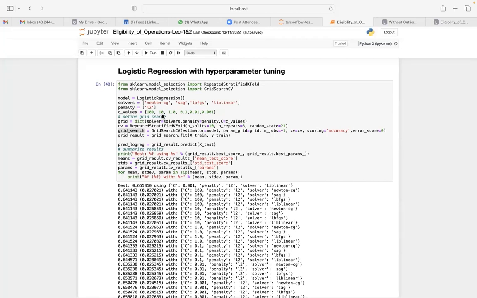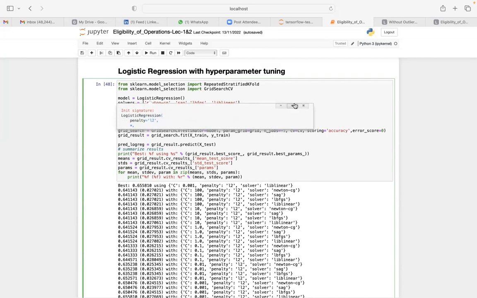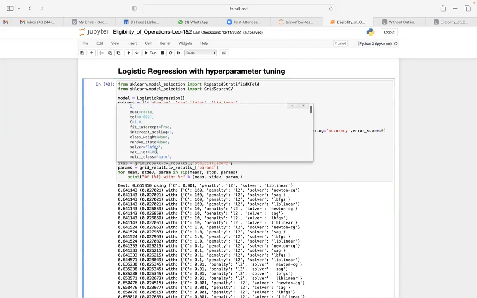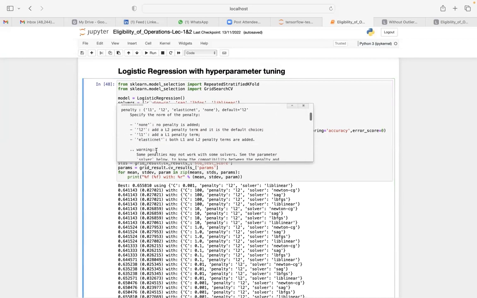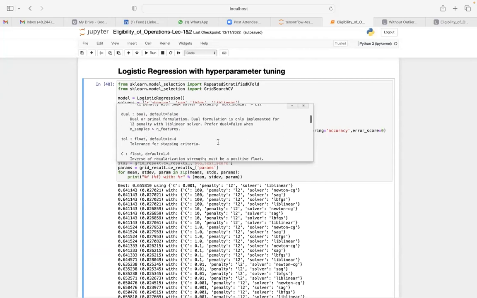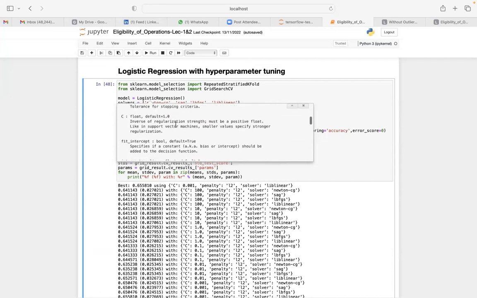And these all come into picture when we put them into a grid, and take a combination of these solvers, penalty and these C values as well, 1, 10, 0.1, things like that. If you want to know more about it, just press Shift Tab on LogisticRegression. You can see there is penalty, dual, tol, max_iter, whatever you want to put. For penalty you see L1, L2, elasticnet, none, and the default is L2. And if you want more information about what C is, it is the inverse of regularization strength, and must be positive.